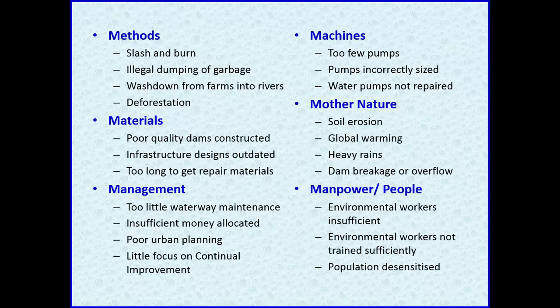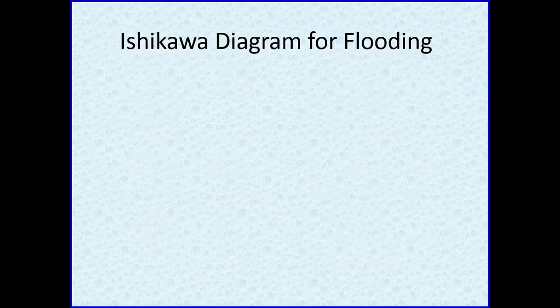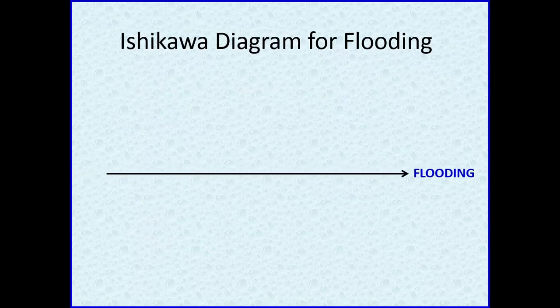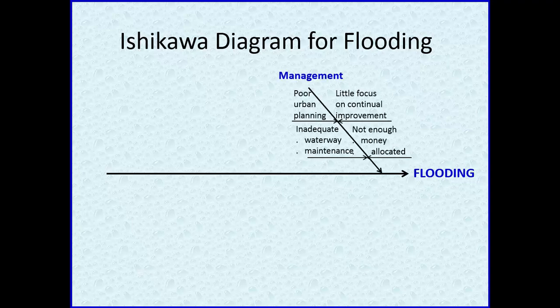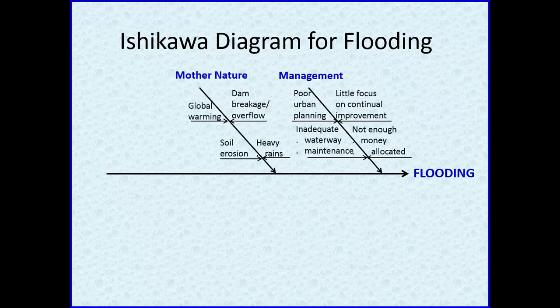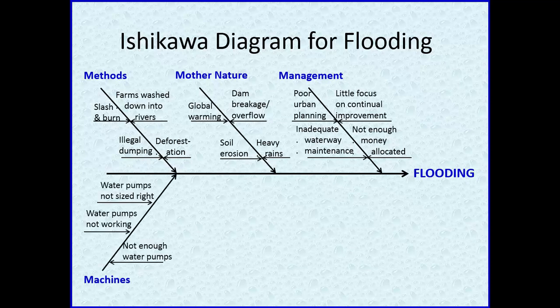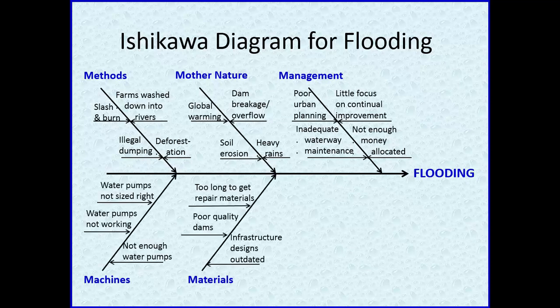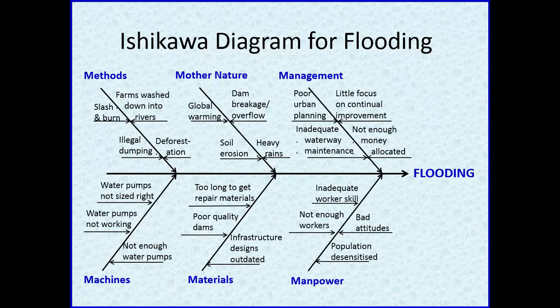Once we have these themed causal groups, we can draw our cause and effect diagram for flooding. We begin by writing our effect, which is flooding, on one side of the page, drawing our causal arrow, and then putting each of the themed causal groups in onto the diagram. Management, Mother Nature, methods, machines, materials, and manpower all result in flooding.